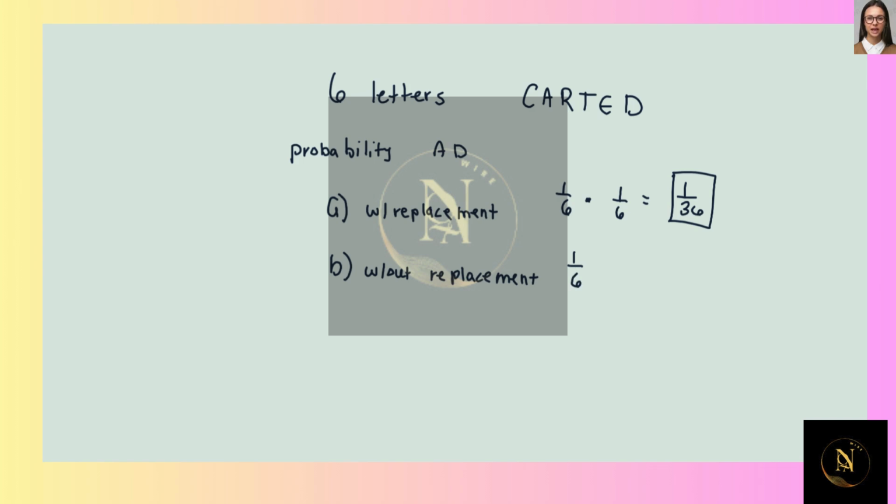For the next one, without replacement, 1/6 is the probability of drawing the A, and then because you're not replacing, you're going to multiply that by 1/5, so 1/30th would be the answer.